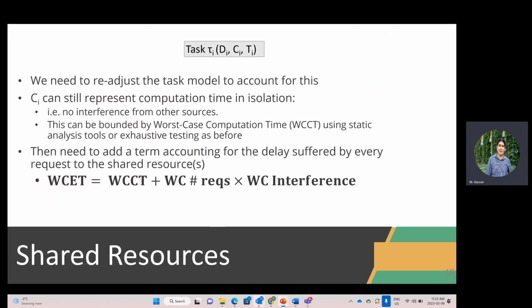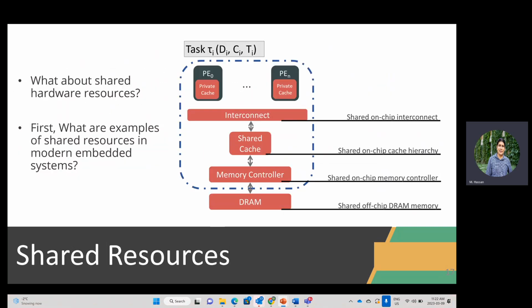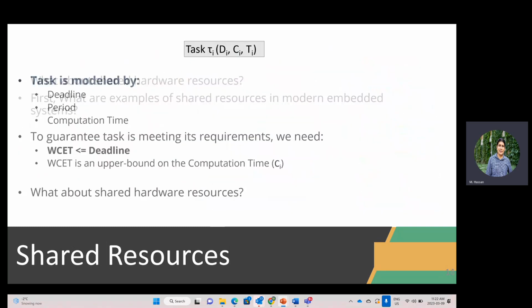How to accommodate for this? Well, one possibility is to say, I'm going to expand my task model. Instead of saying worst case execution time is only related to the computation time of the task, which is what we have assumed in analyzing this, for example, here.